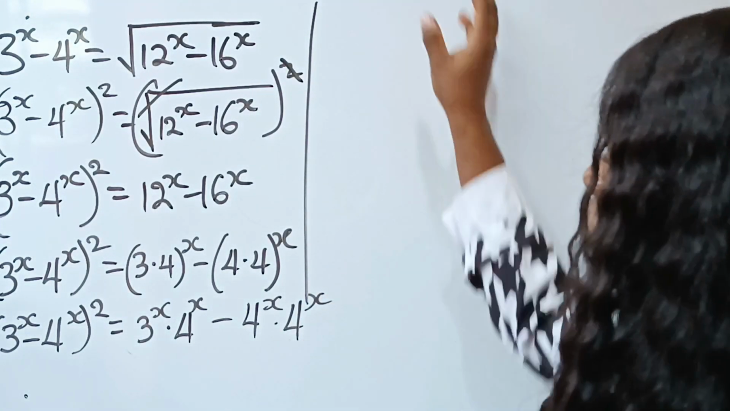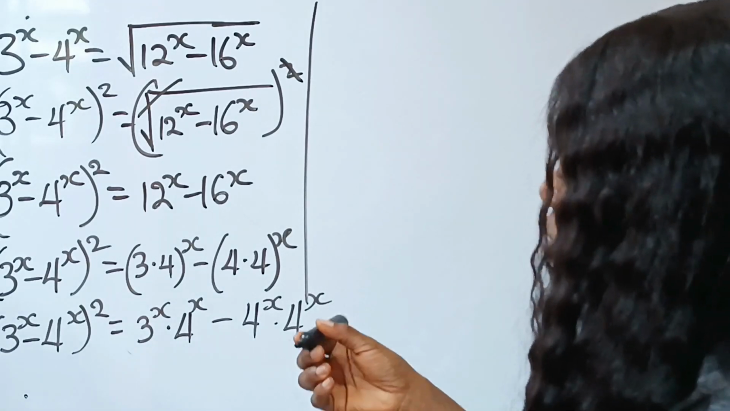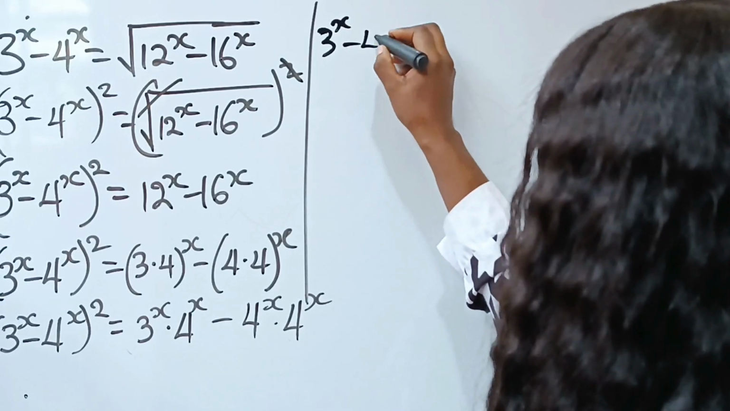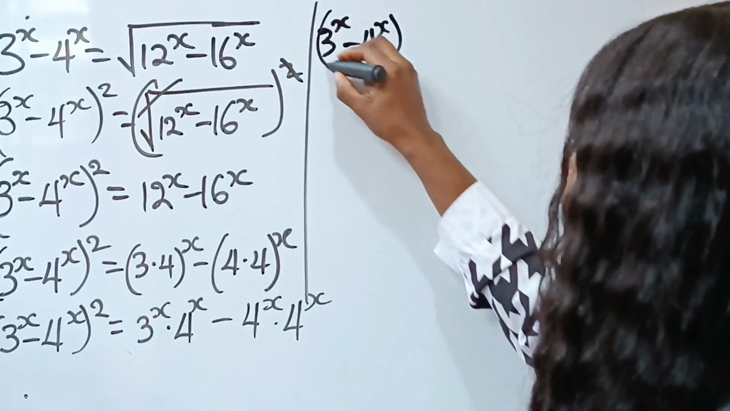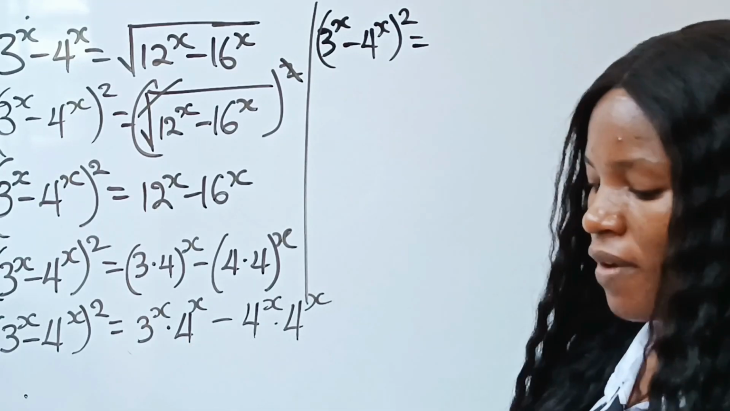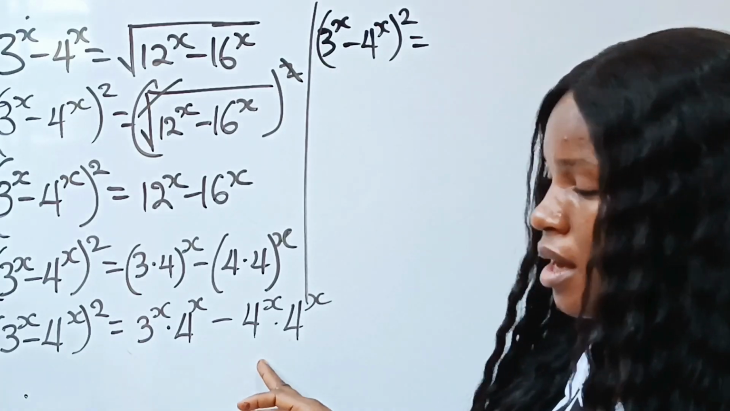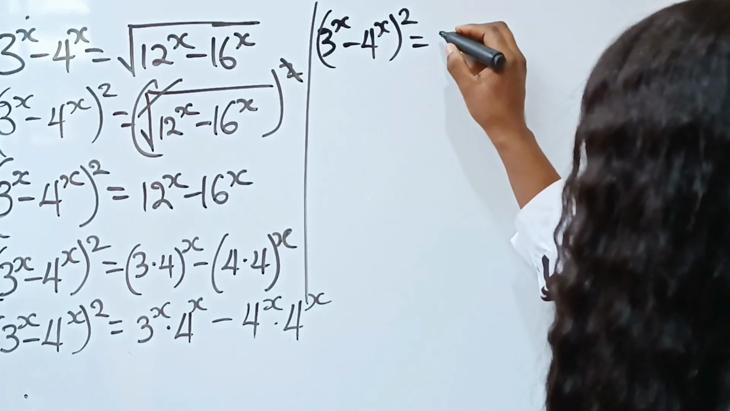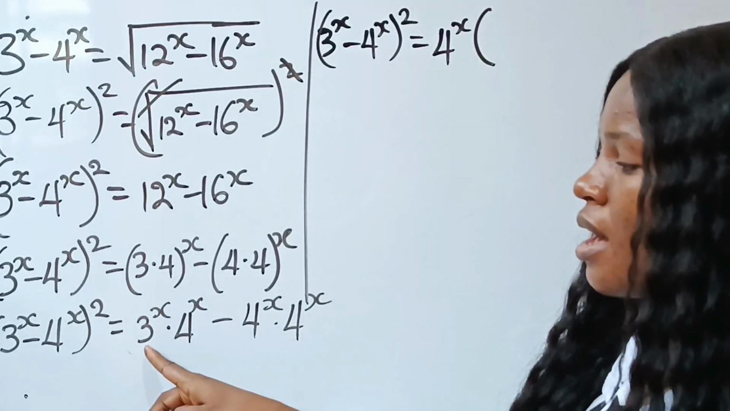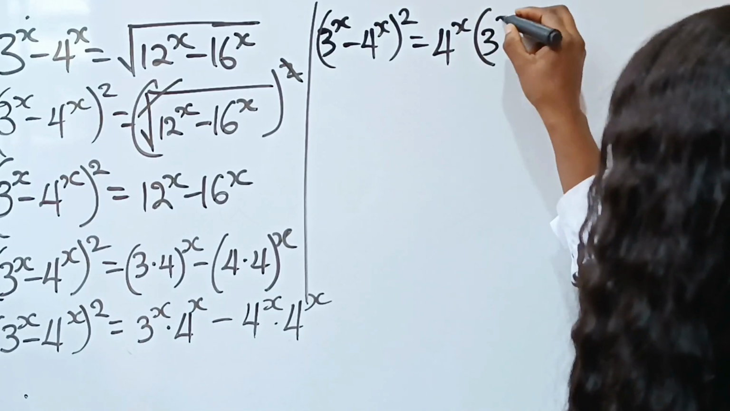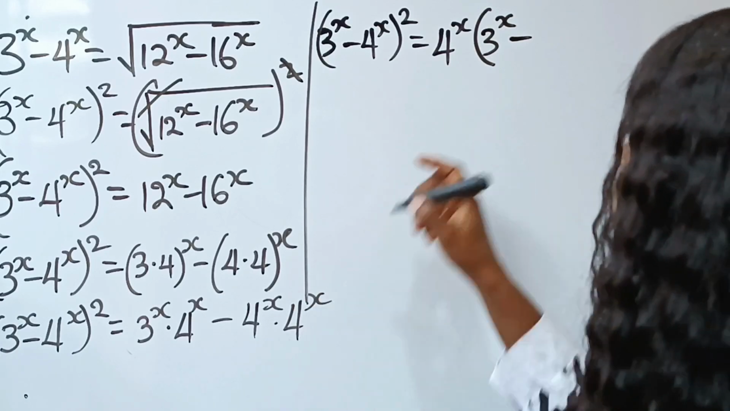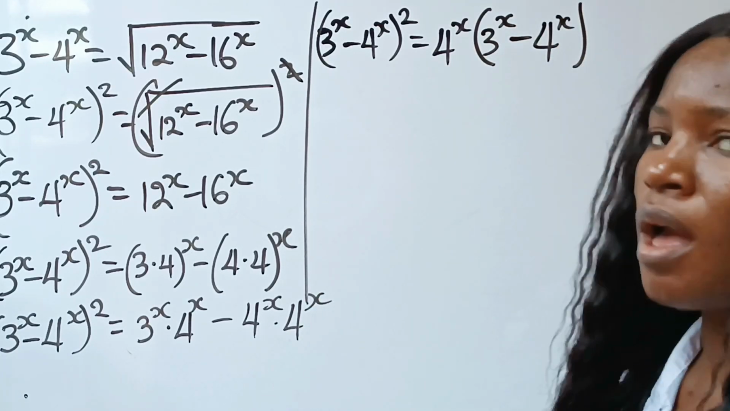So this is what we have. Now we write this as what? (3 to the power of x minus 4 to the power of x) raised to the power of 2 is equal to, now we have 4 to the power of x on both terms, on here and here, so let's factorize that out. So this is equal to 4 to the power of x, open brackets, when this is divided by this, 3 to the power of x will remain, right? We have 3 to the power of x minus, when this is divided by this, 1 will remain, that is 1 of the 4 to the power of x will remain.